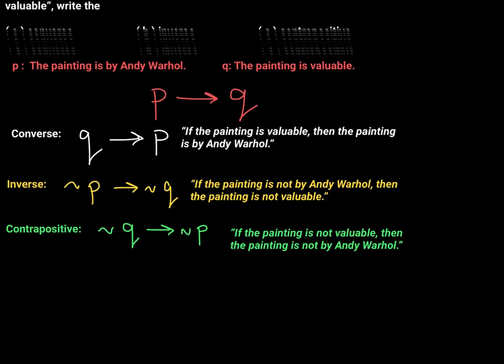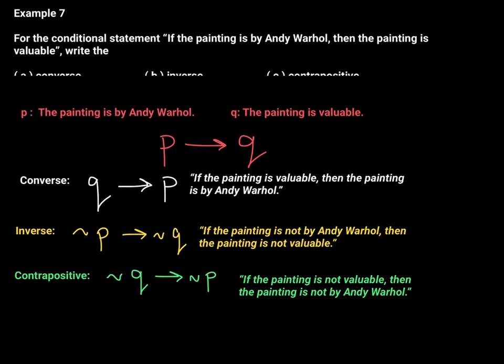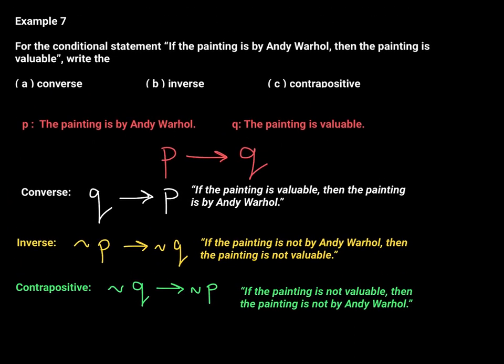And a good takeaway is to just reiterate that the original statement, if the painting is by Andy Warhol, then the painting is valuable, that's equivalent to saying, if the painting is not valuable, then we can conclude the painting is not by Andy. So the original statement is equivalent to this last one, the contrapositive here.